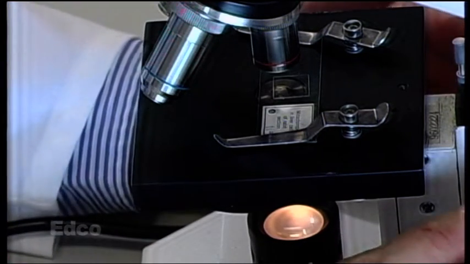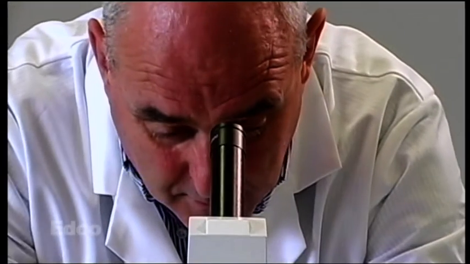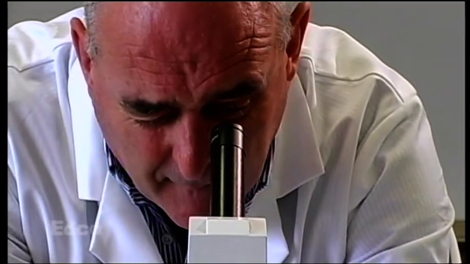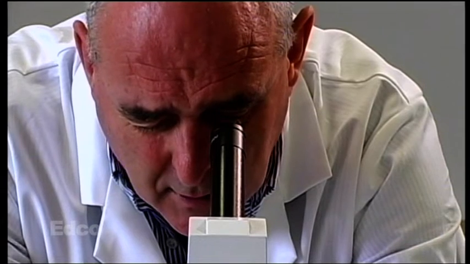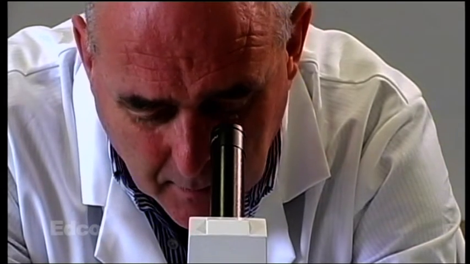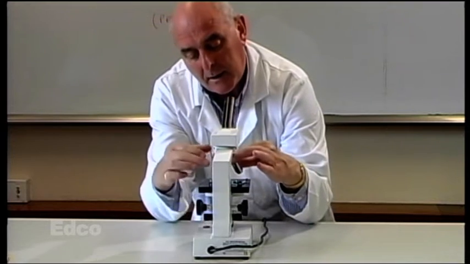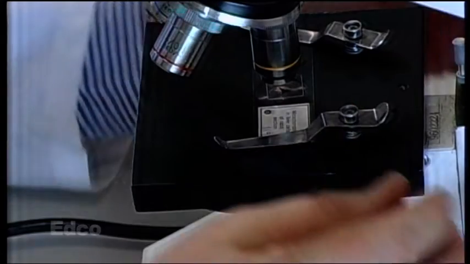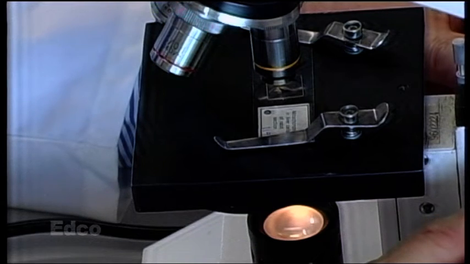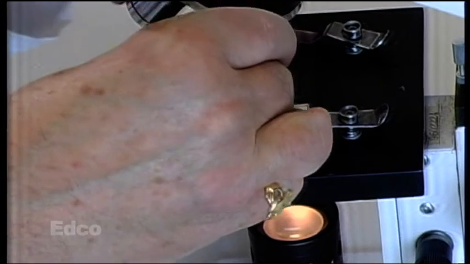You then bring your eye down to the eyepiece, a little distance from it, and you start to focus. Focusing with the coarse focus, turning it very slightly, it should come into focus. When you want to see it at medium power, you simply click in the medium power lens. And again, a slight focus should do it. And when you want to observe at high power, you click in the high power lens.